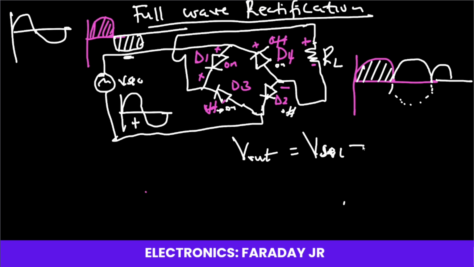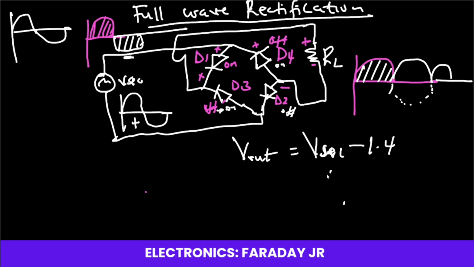Minus the voltage drop of what? 0.7 in one of the diodes and 0.7 in the other, which will give us a corresponding value of 1.4. So our output is always going to be the secondary voltage minus 1.4.